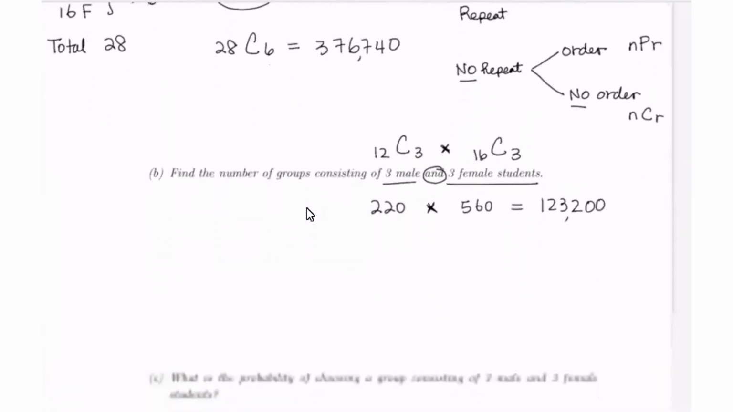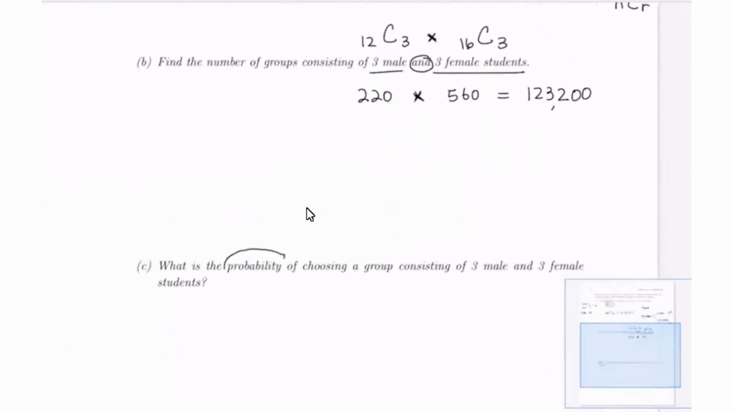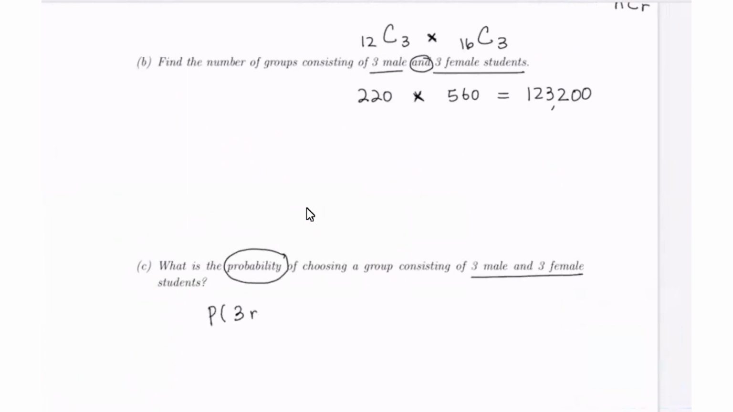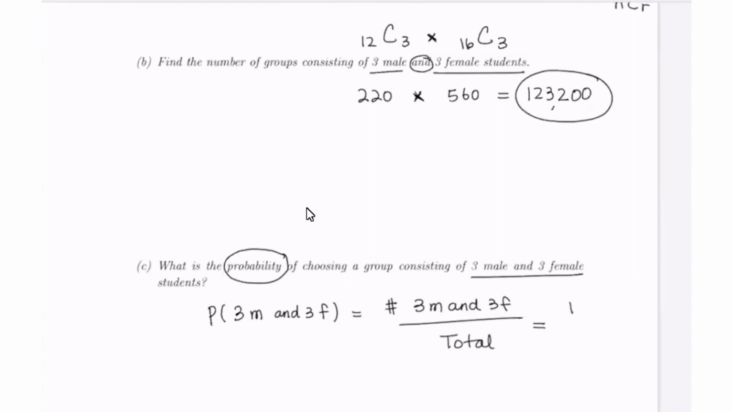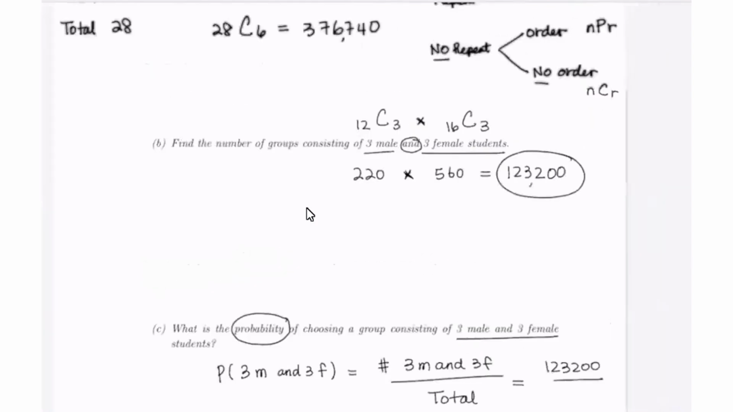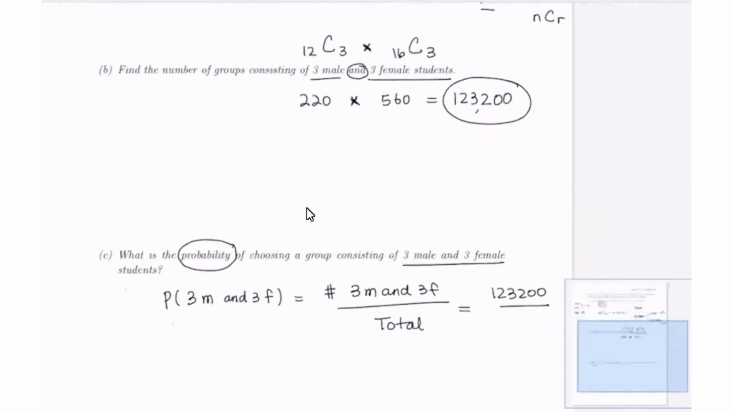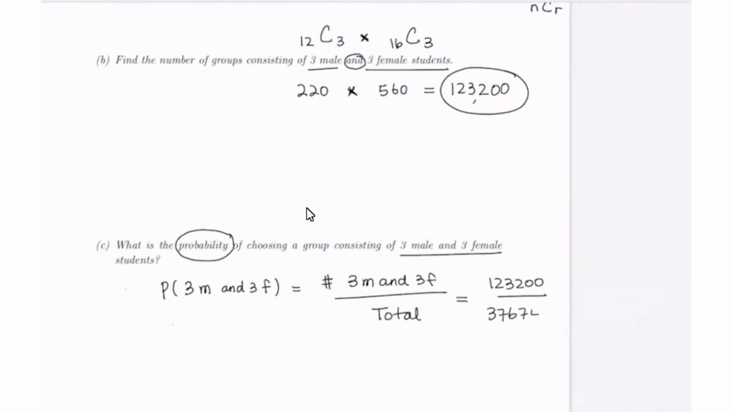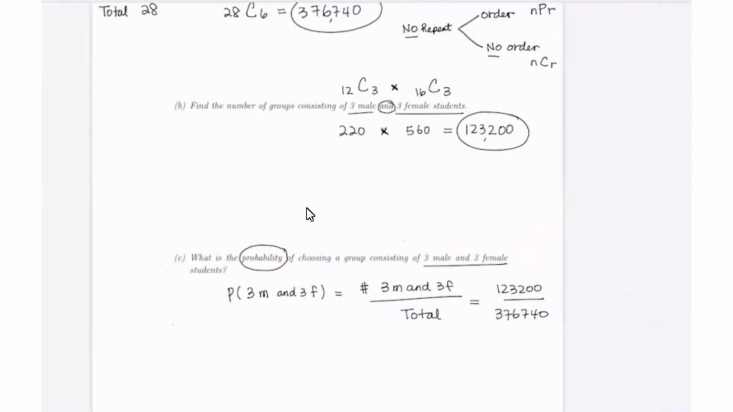All right, finally, the probability of choosing 3 male and 3 female is the number of ways to choose 3 males and 3 females over the total. The number of ways to choose 3 male and 3 female is right above, and the total is right here, 376,740. So this is part B over part A.